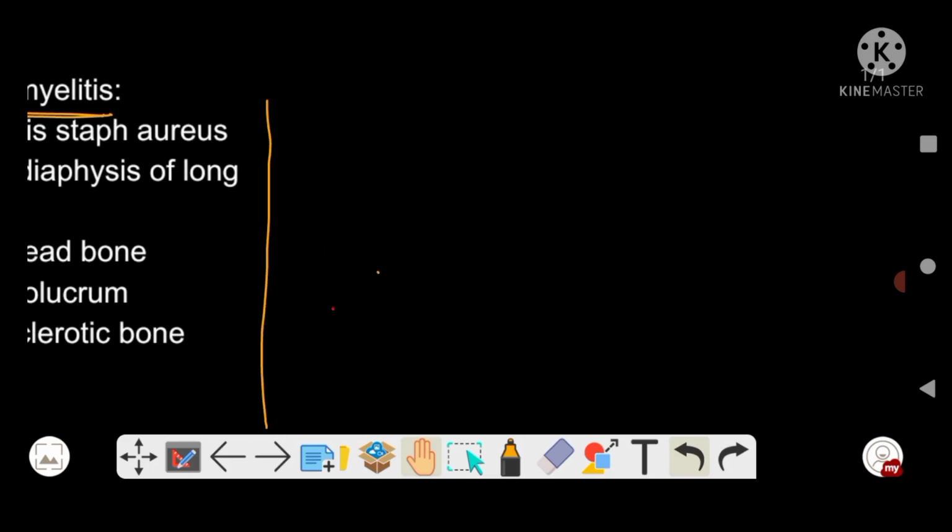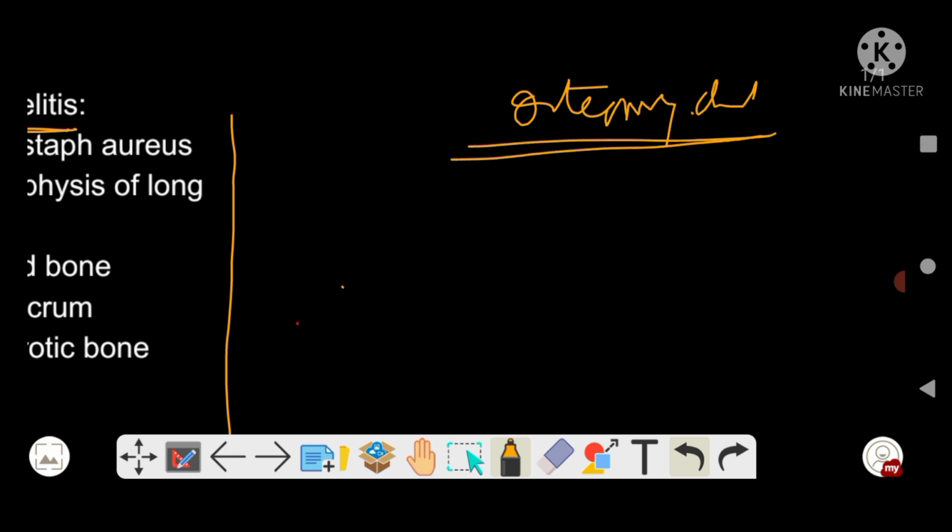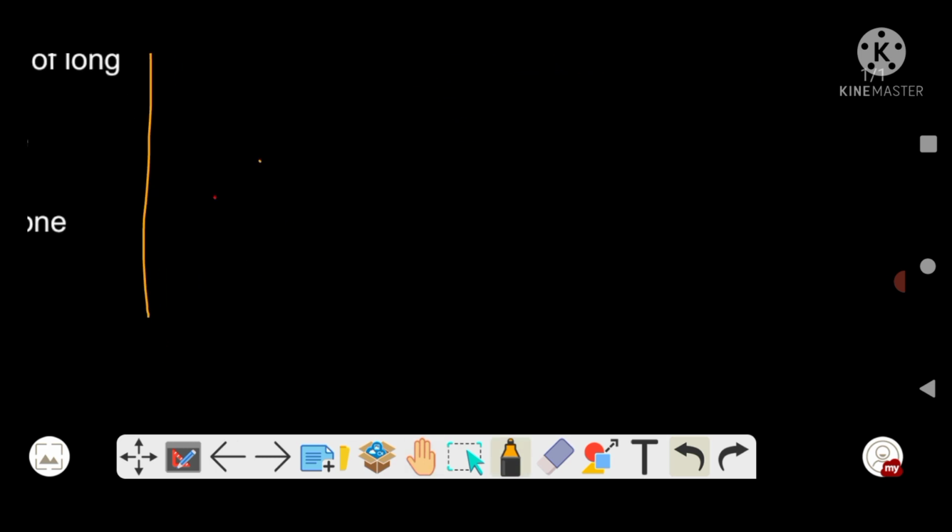So we first have to discuss osteomyelitis, and then we will come back to the questions. Very important topic. Do pay attention. All right. So, talking about osteomyelitis, let me take a fresh slide. Osteomyelitis.